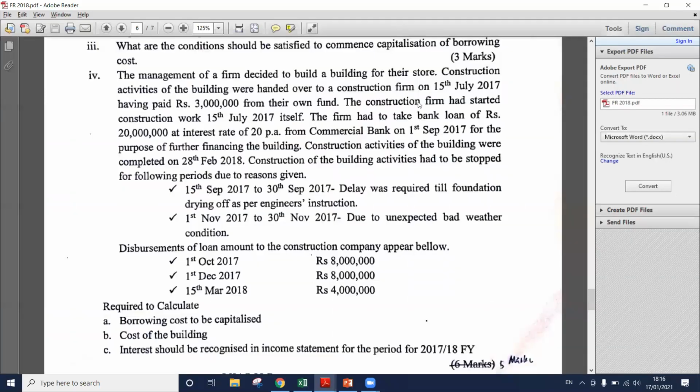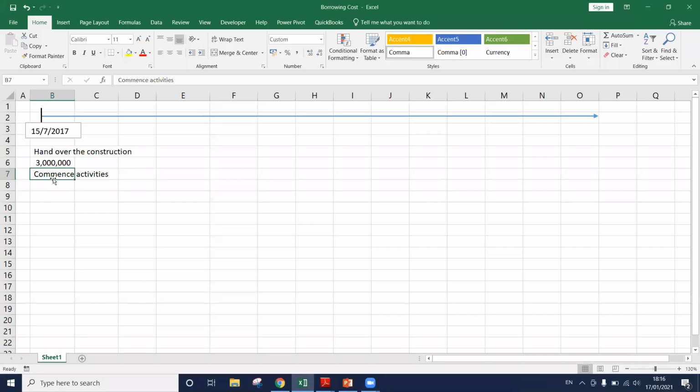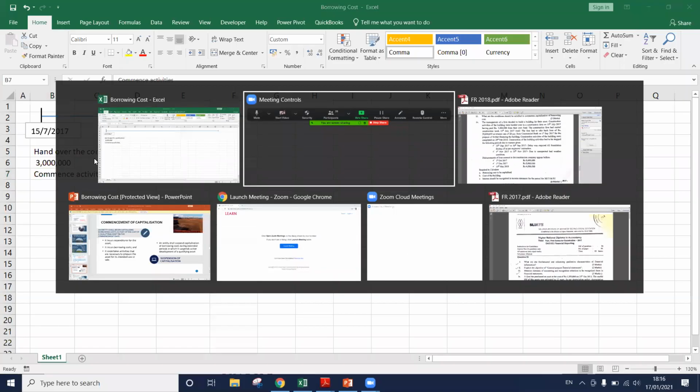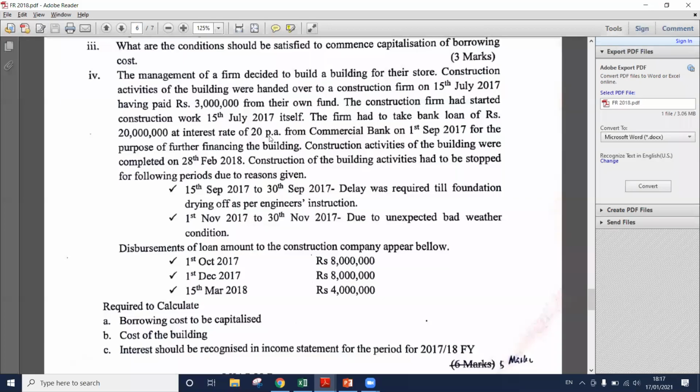Then the construction firm had started construction work on 15th July 2017 itself. Construction එක බාර දෙන්නෙත් මෙදා, right? බාර දුන්න දවසේම they commence. Contract එක බාර දෙන දවසේම building එකේ වැඩ පටන් ගන්නවා construction firm එකේ. They commence activities on this same date. Then what it says, the firm had to take a bank loan of 20 million rupees at an interest rate of 20% per annum from a commercial bank on 1st September 2017 for the purpose of further financing the building.